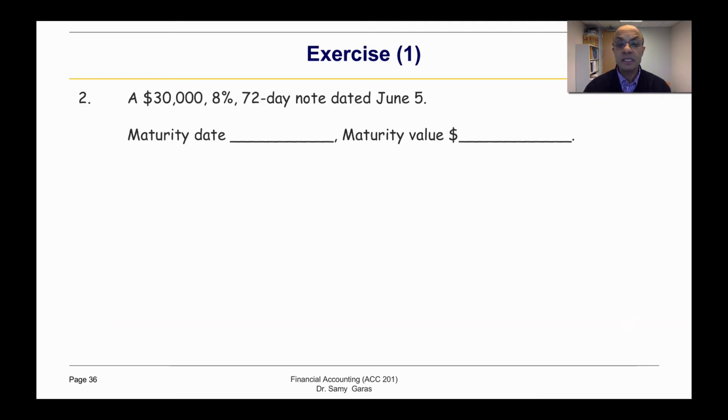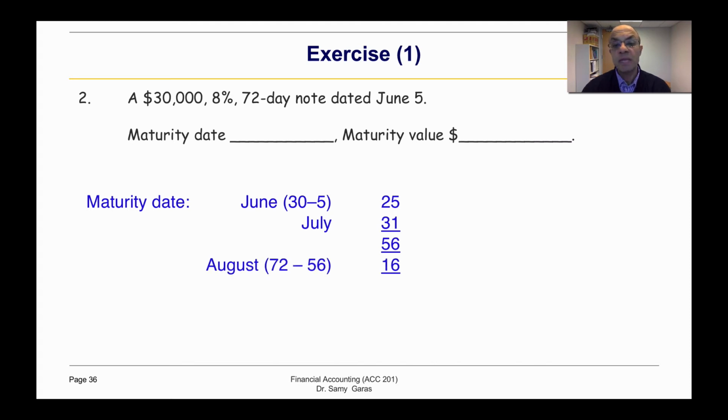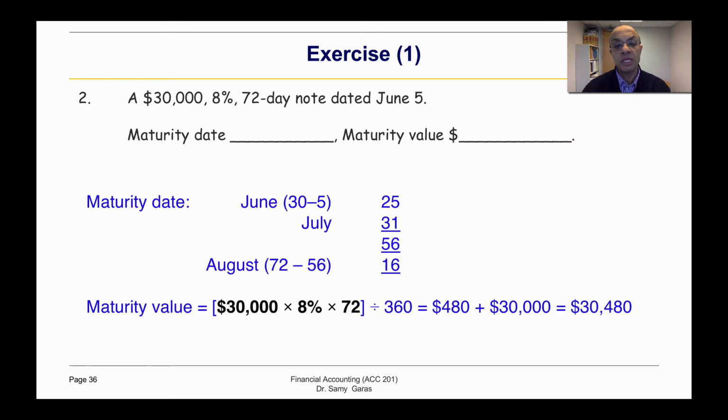But in the second situation, we need to count 72 days from June 5th. Remember here to omit the date of issuance, which is June 5th. So we count the difference between 30 and 5 in June, and we get 25. In July, we get 31. If we add them, we get 56, but we need 72. So the remaining number of days, 16, is going to be in August. So the maturity date here will be August 16, and the maturity value will be 30,480.